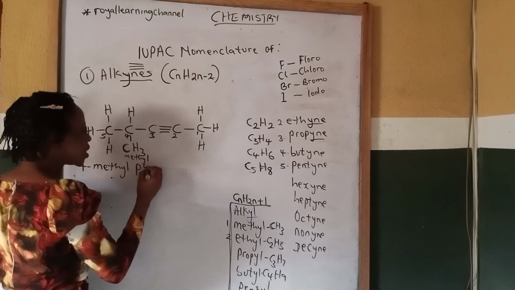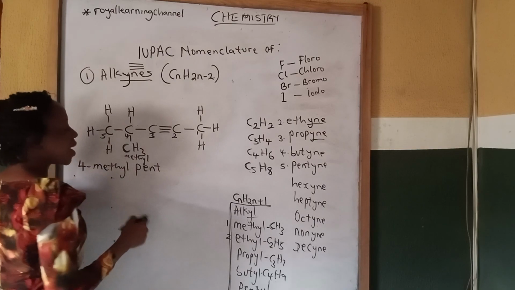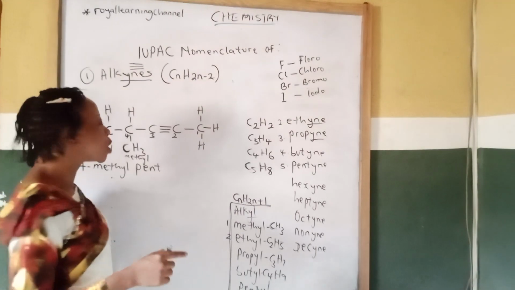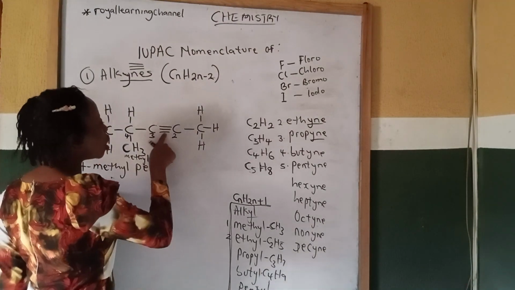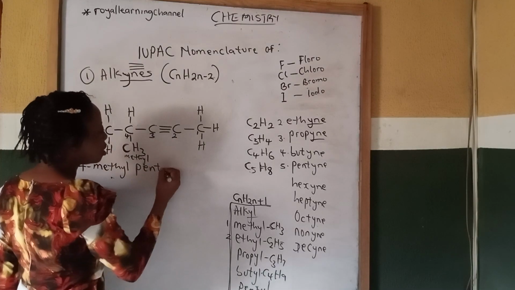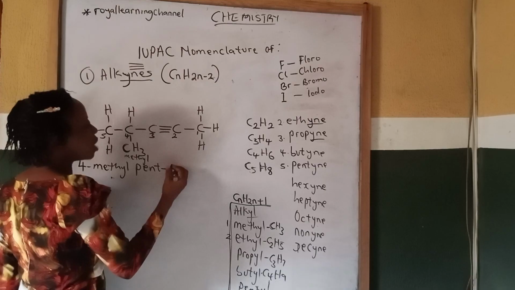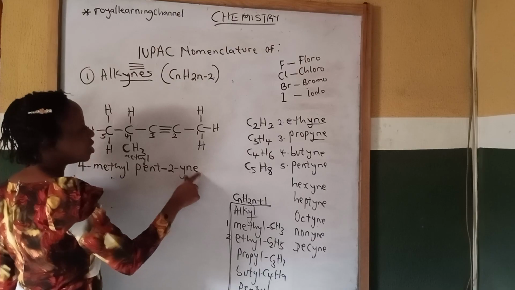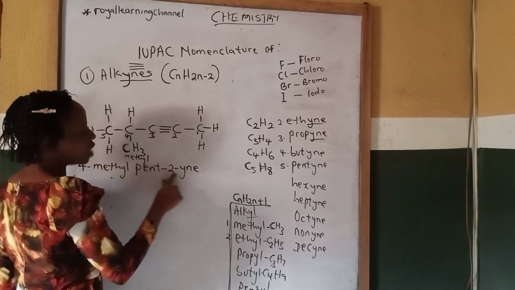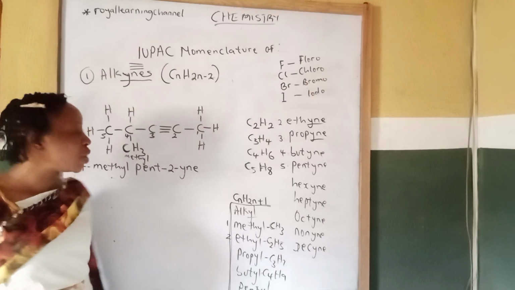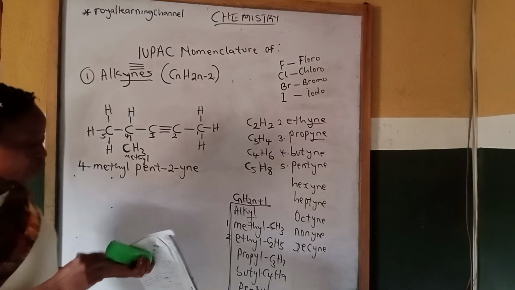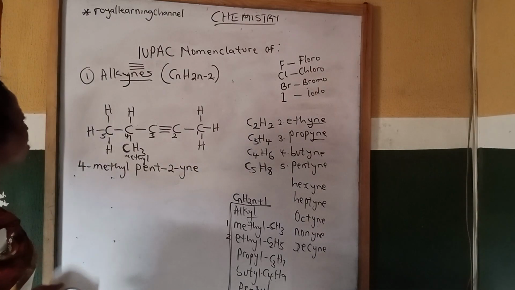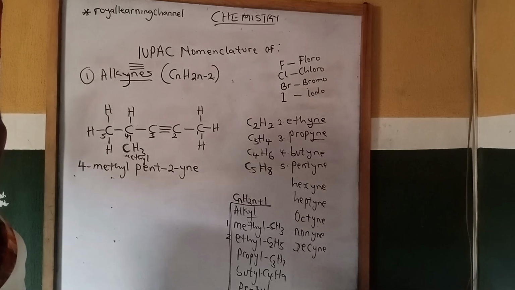But you are not going to call it just pentyne. Don't forget, as I explained, the position of your functional group must be named. So you call it pent, then the yne is on the second carbon atom, so you call it pent-2-yne. Don't forget that your triple bond is your yne. That's why you call it pent-2-yne. So the name of this structure is 4-methylpent-2-yne. So let's take another structure with more than one substituent.